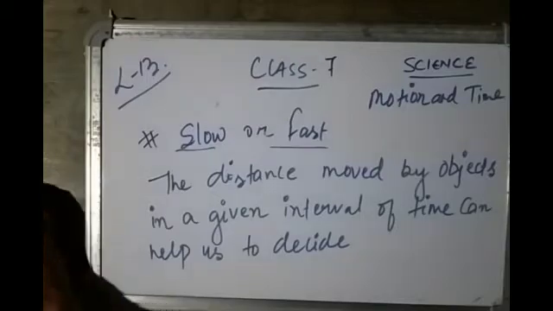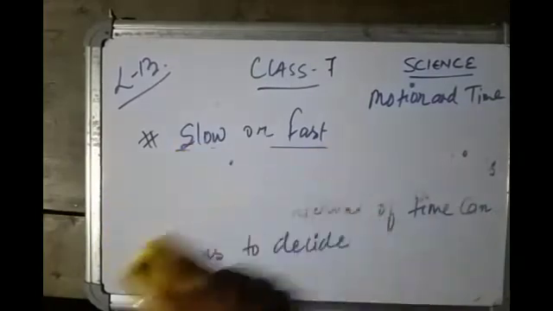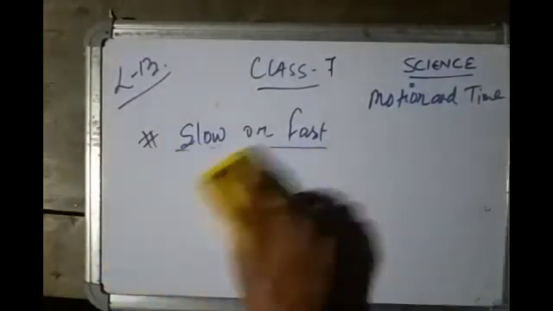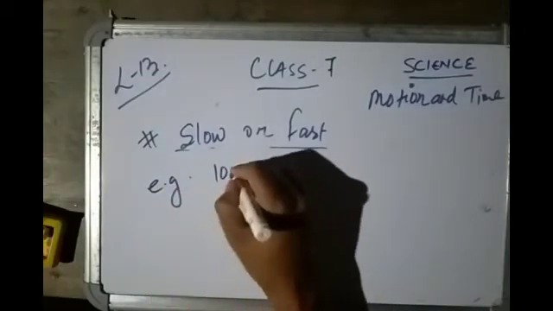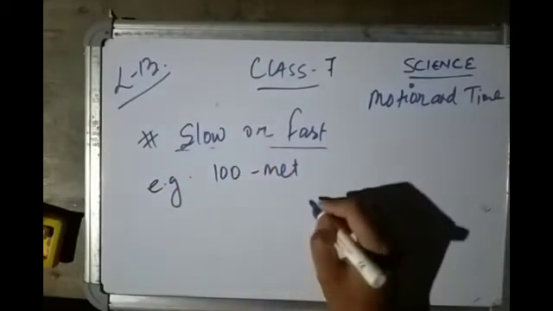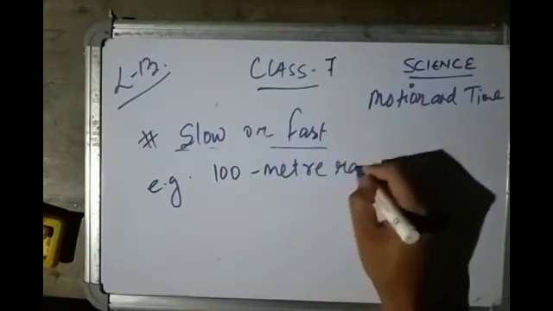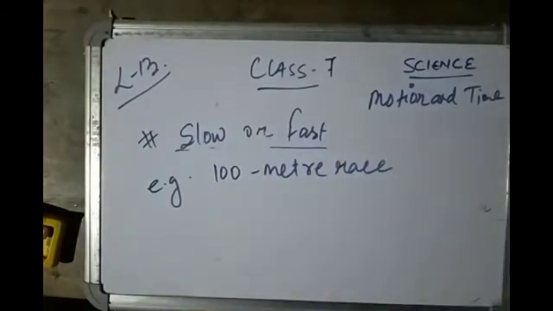Let us take an example, a 100-meter race. When sports people run in a 100-meter race, the one who reaches first, obviously, is the fastest. So it is easy to decide whose speed is the highest: the one who takes the shortest time to cover the distance.